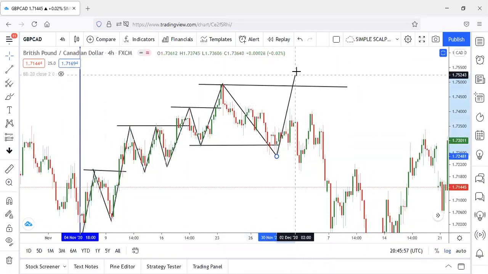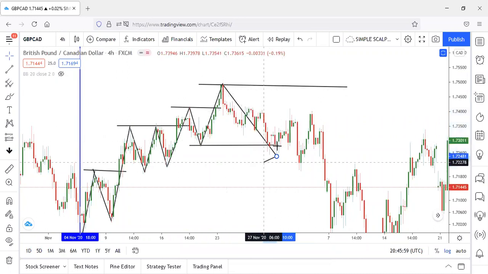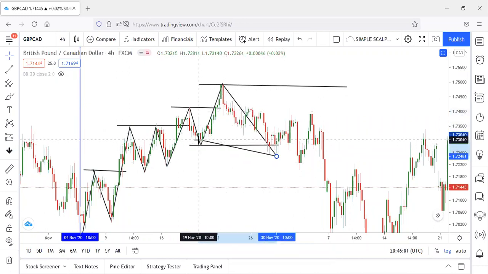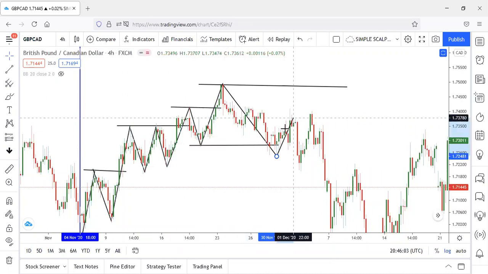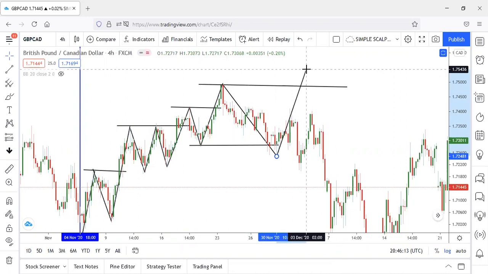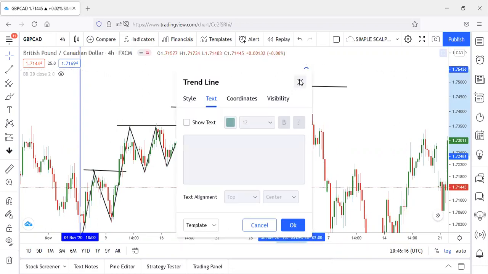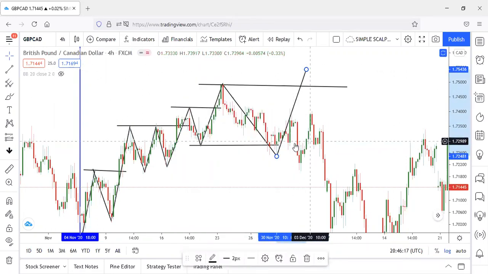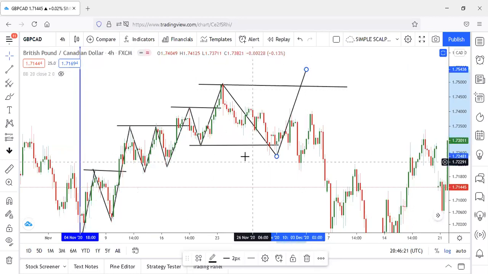So once you see that it comes in, the structure got broken, and now you are expecting the pullback to happen, which is what is happening. But eventually it went up to break the last high. Then that tells you that no, you should not look for a sell. Continue to look for a buy. So this may be a fake out. That is the reason why I said it is not 100%.